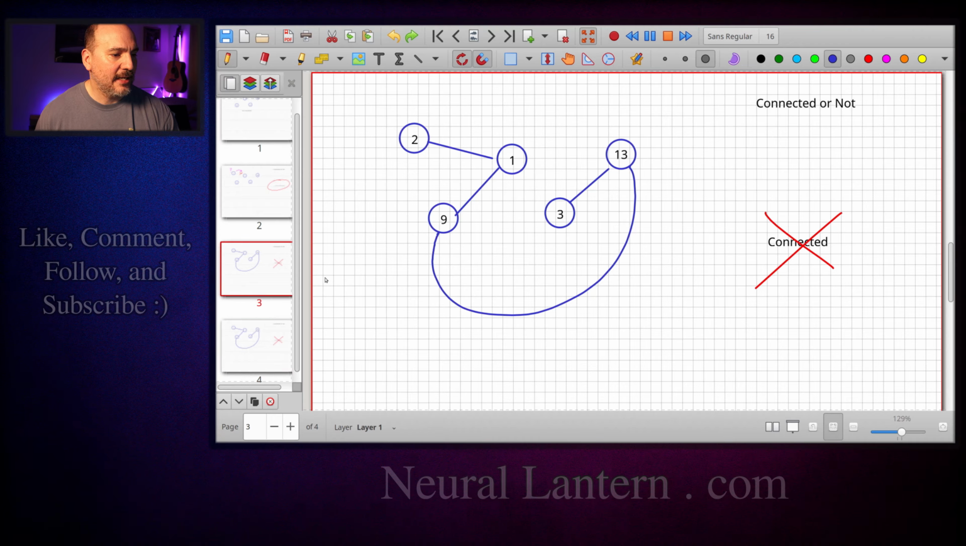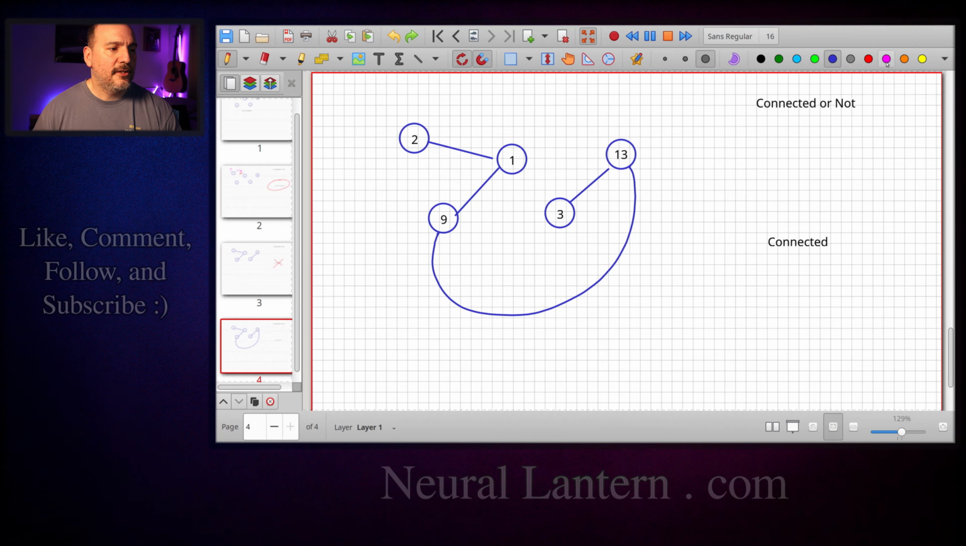Let me actually get rid of this edge on the previous slide so we can still say that's not connected. Let's check one by one. Every node must be able to reach every single other node. So I'm going to look at 2 and say, all right, 2, can it reach 1? Yes. Can it reach 9? Yes, we go from 2 to 1 to 9, so that's good.